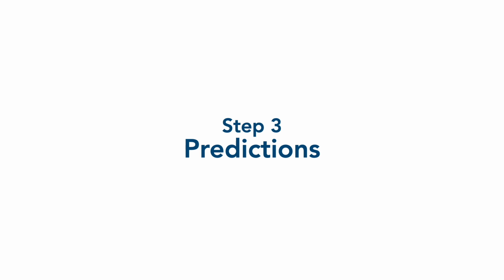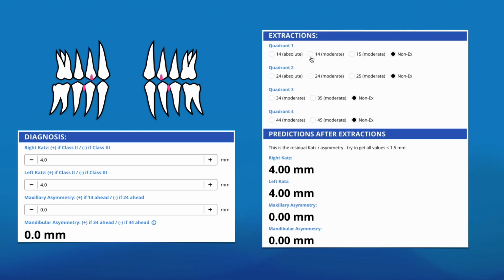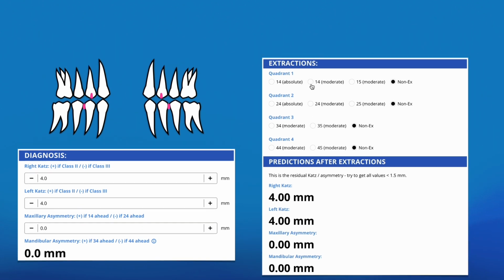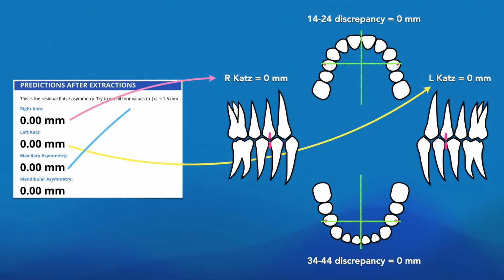Step 3, outcome predictions. Based on the diagnosis you input and the extraction you selected, the predicted residuals are calculated below in real time. This allows you to try different extraction patterns until you find one that works for your case. We want the sagittal and symmetry predictions to be as close to 0 millimeters as possible, indicating that there are no discrepancies remaining. Let's tie this all together with an example.